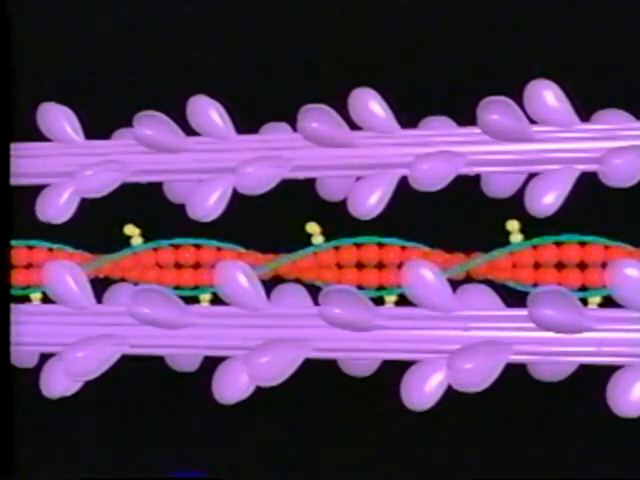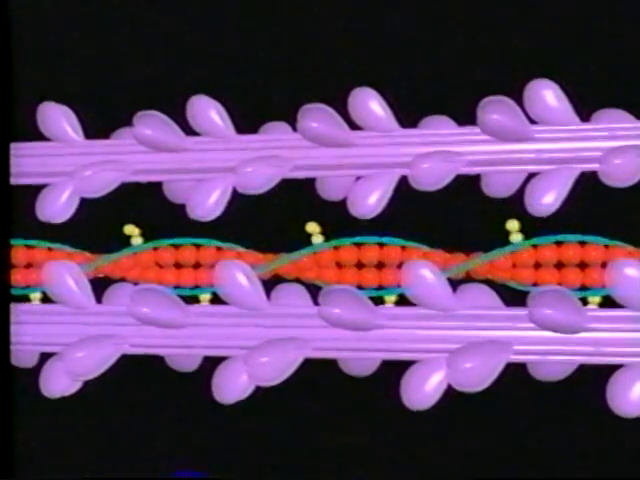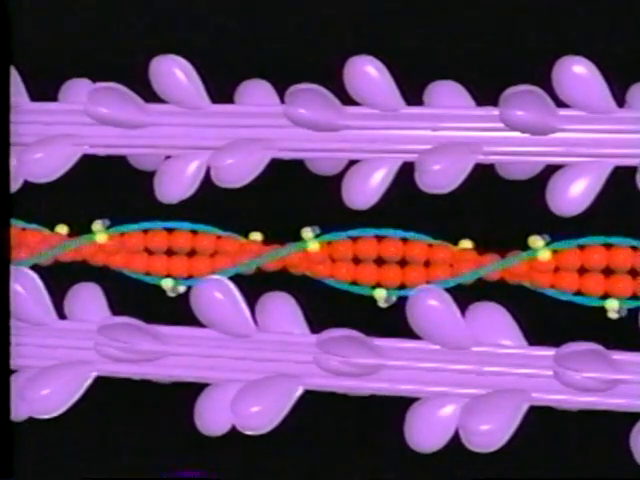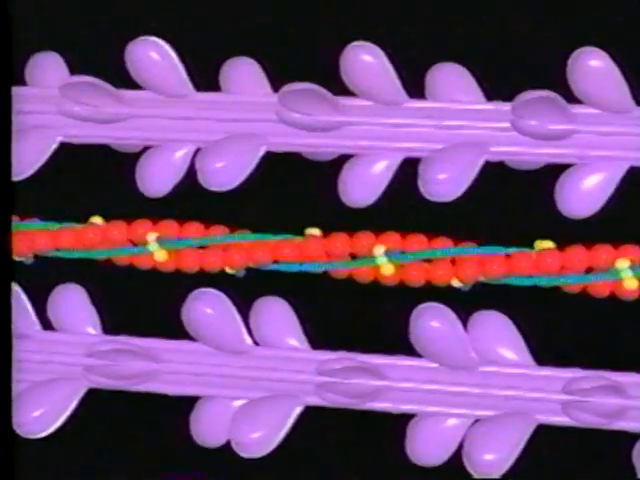A detailed look at a sarcomere shows that when your muscle is at rest, troponin holds tropomyosin against the actin strands, blocking the myosin binding sites. But when calcium ions are released from cisternae in the sarcoplasmic reticulum, they attach to the troponin and the troponin rotates, moving the tropomyosin and exposing the myosin binding sites. This changes the position of the tropomyosin filaments so that myosin binding sites are exposed.